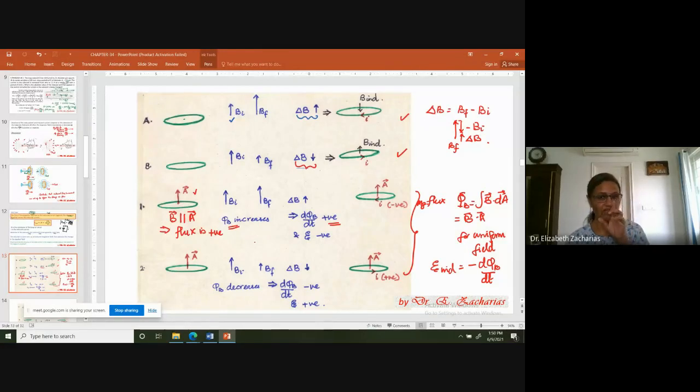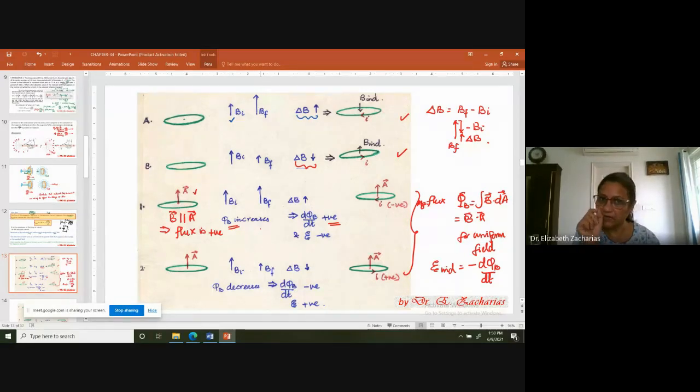So listen very carefully to what I'm going to say now. I kept my area vector like this. If my area vector is like this, my positive current is like this, given by the right-hand rule. My positive current is this. If there is an induced positive current, it will be like this, and this is my area vector. But what did I just now get?